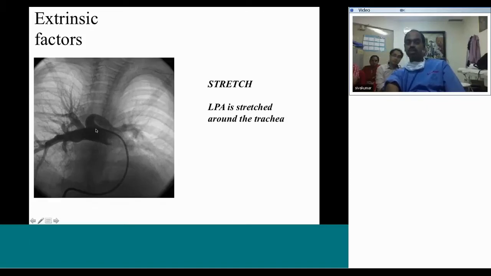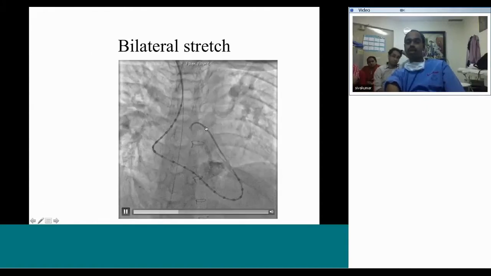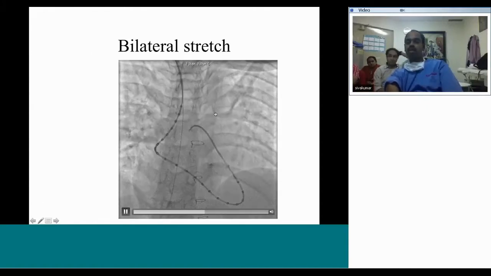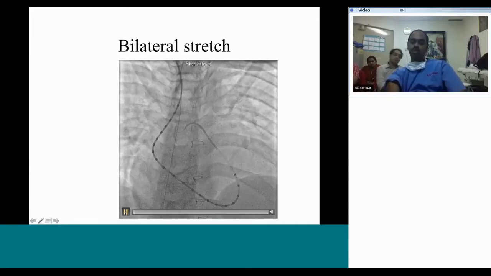It can be due to stretch. I told about the left pulmonary artery in an LPA sling. It is stretched around the trachea, and so in this area there will be a gradient. And another example of a stretch is post-Lecompte RPA and LPA diffuse hypoplasia caused by the post-arterial switch operation.